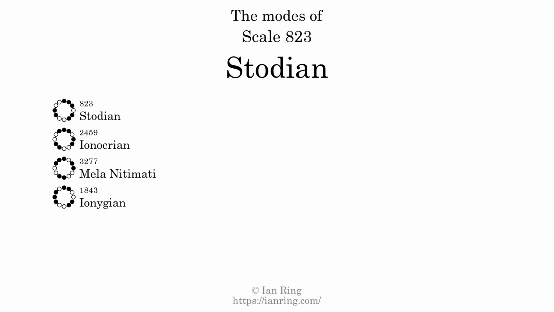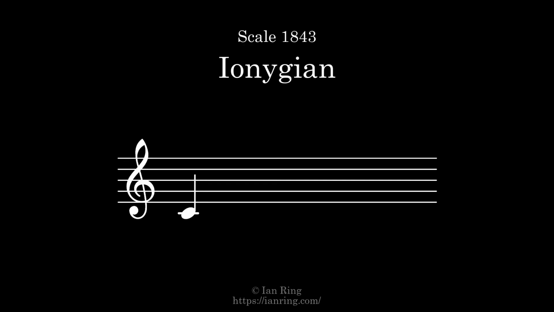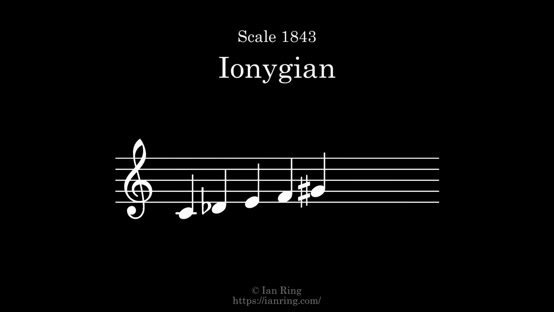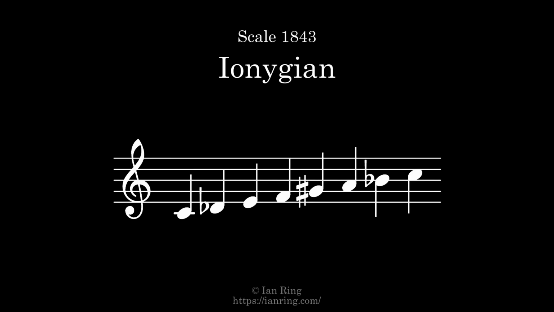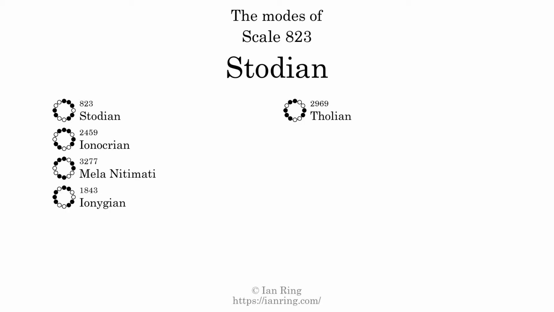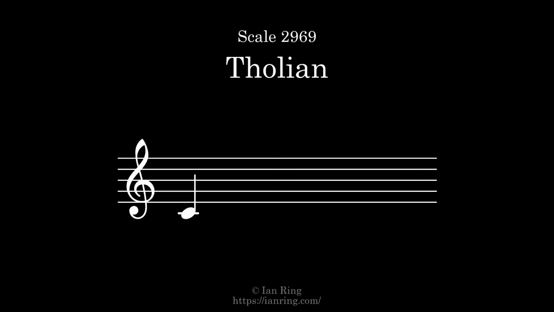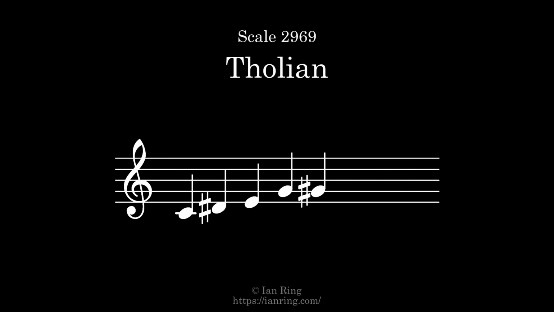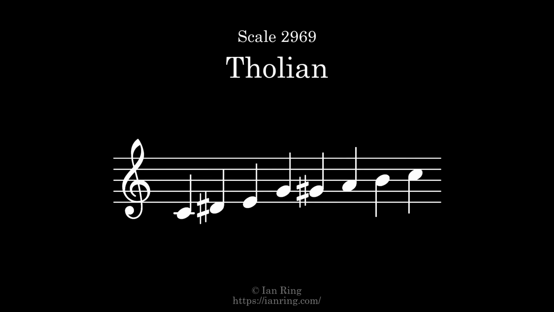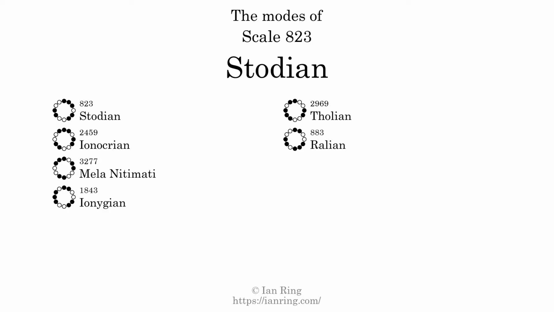The fourth mode is scale 1843, also known as Ionogen. It sounds like this. The fifth mode is scale 2969, also known as Tholian. It sounds like this. The sixth mode is scale 883. Also known as Raelian. It sounds like this.